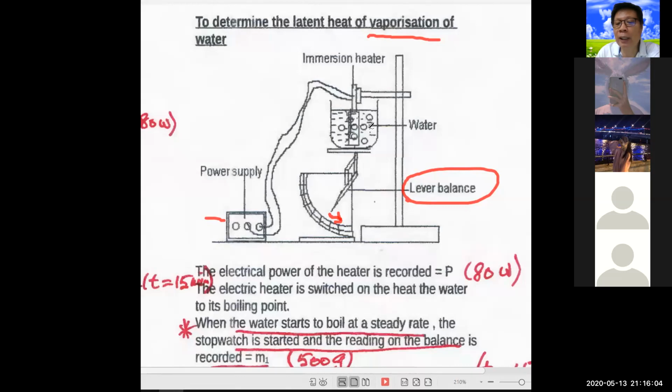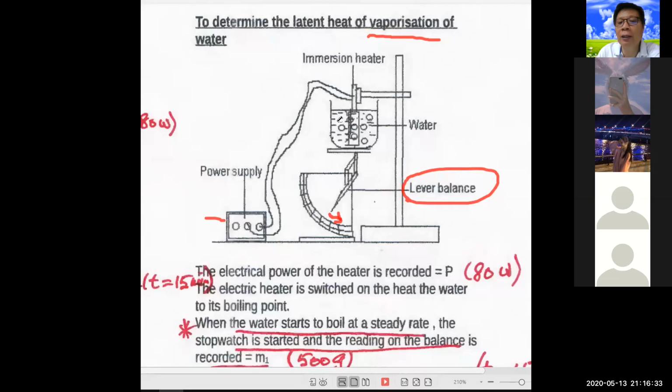First, the experiment, you start like this. You record the reading when you put the water in already. The initial reading, you must get the mass of the water inside. Before you start, you get the reading of the mass. After that, you start the power supply.